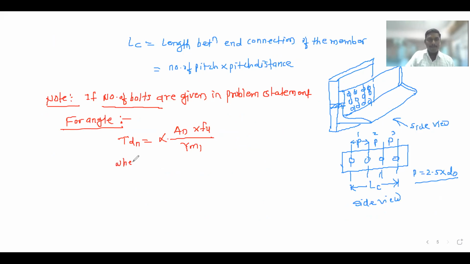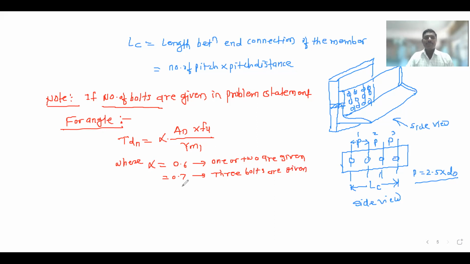So what is alpha? Alpha is equal to 0.6 if 1 or 2 bolts are given. Alpha is equal to 0.7 if 3 bolts are given. This formula is also given on page number 33, IS 800:2007. Please go to this particular page.